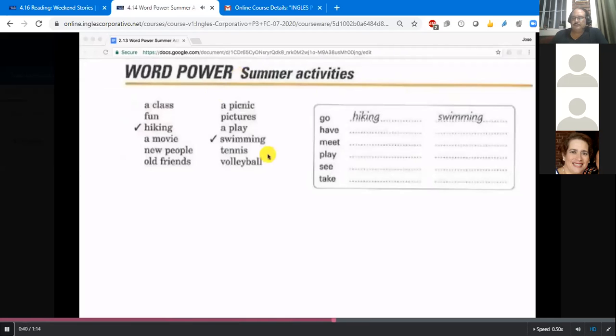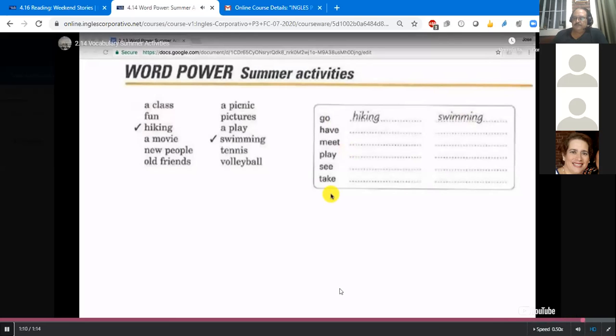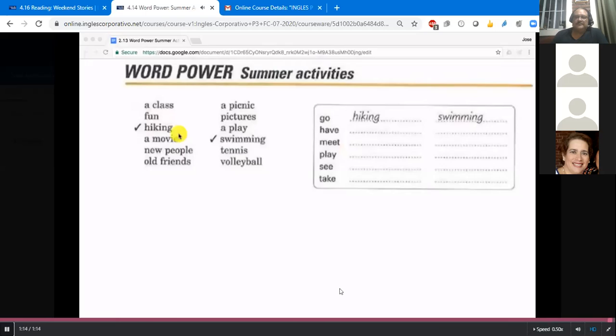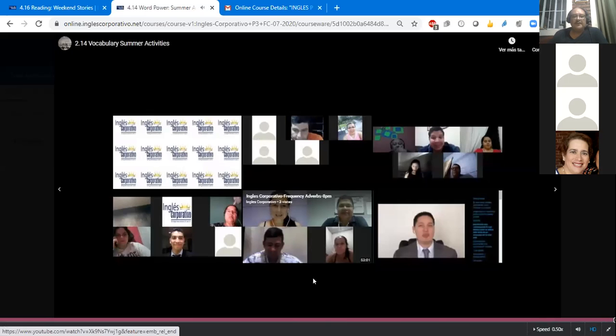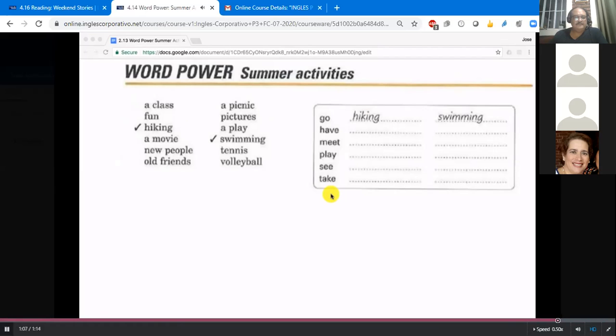Now, let's put these vocabulary words into practice. I would like for you to put these vocabulary words into practice by combining them with these verbs. Go, have, meet, play, see, take. For example, you can go hiking, you can go swimming. After that, I would like for you to think about the last time that you went to the movies, for example, and share your experience. Whenever you have finished, share your work in our discussion forums.